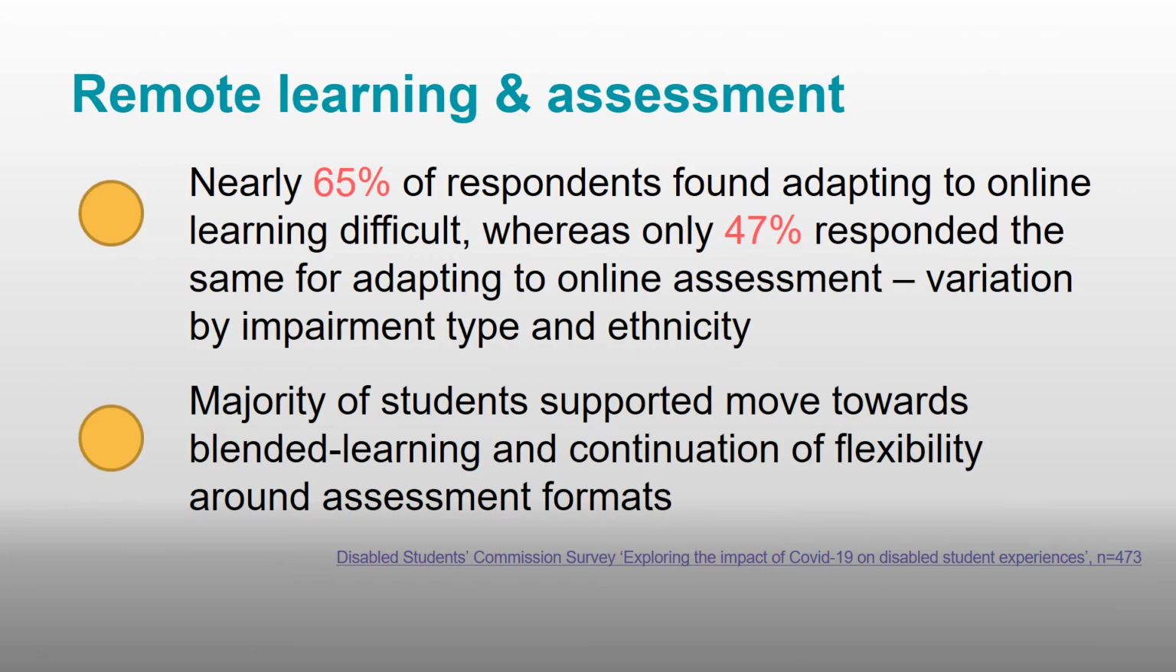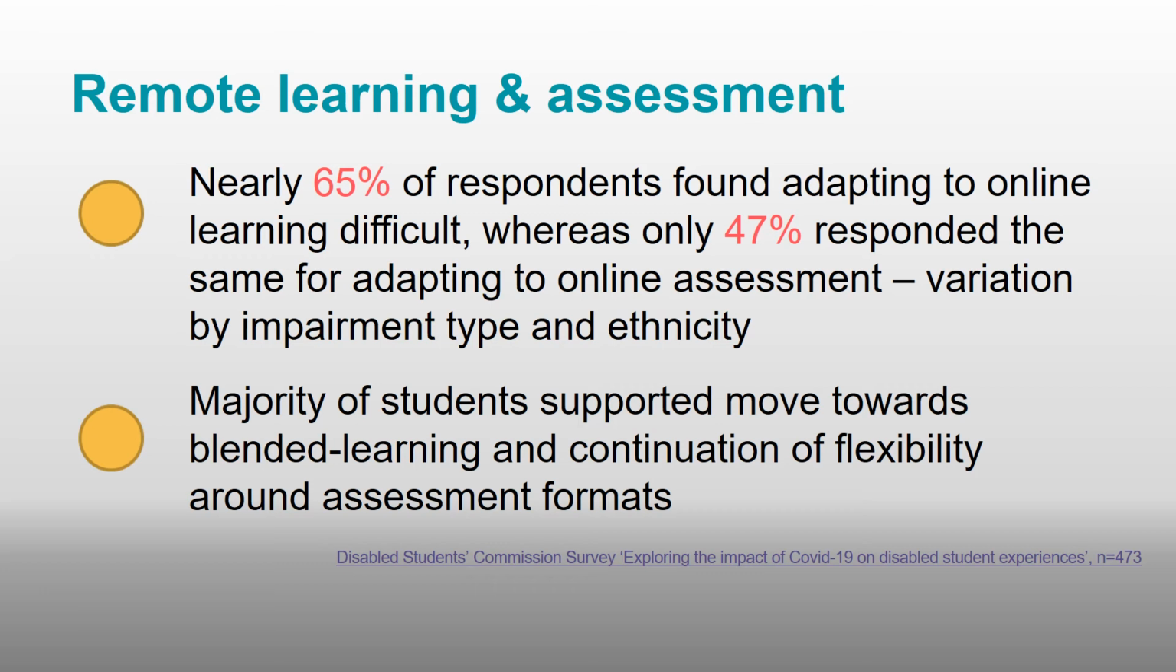In terms of experiences of remote learning, nearly 65% of the respondents found adapting to online learning difficult, whereas only 47% responded the same for adapting to online assessment. However, experiences of remote learning, teaching and assessment varied firstly by impairment type. For example, a higher proportion of students with a learning difference, such as dyslexia, dyspraxia or ADHD, found adapting to the remote learning and teaching experience very difficult, 47.3% compared to 36.3%.